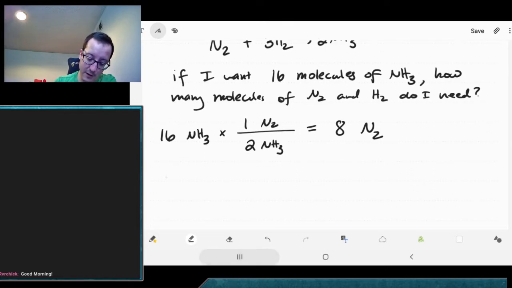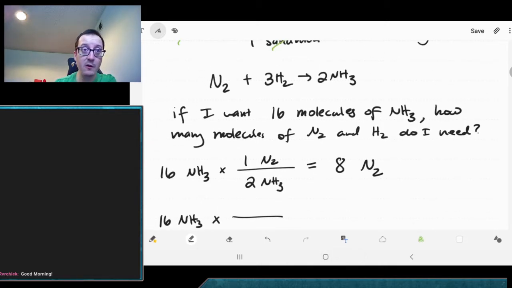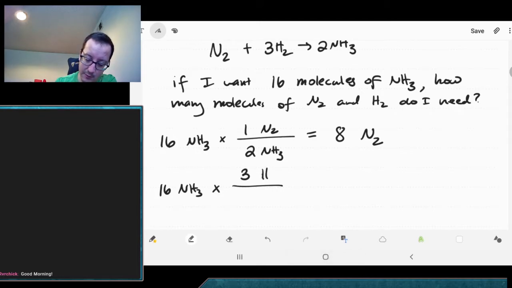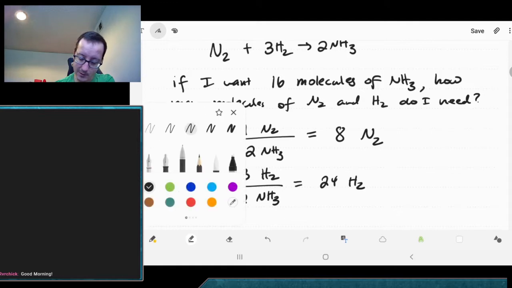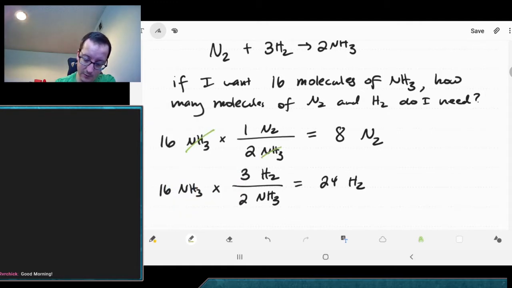If we wanted to figure out for hydrogen, we see in our reaction we have a coefficient of 3 for hydrogen. So we have 3 hydrogens here to make 2 ammonias. And so that's going to be 24 hydrogens. Notice, as always, with any unit conversion, you have your denominator canceling out with your starting quantity, and you are left with the desired quantity.